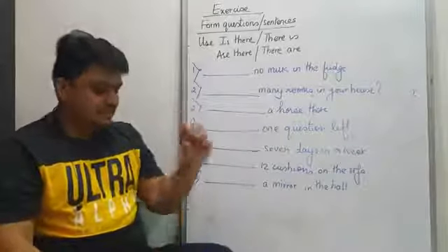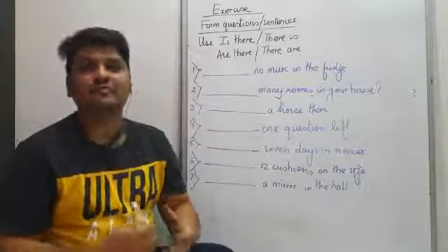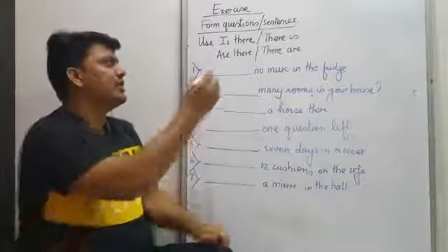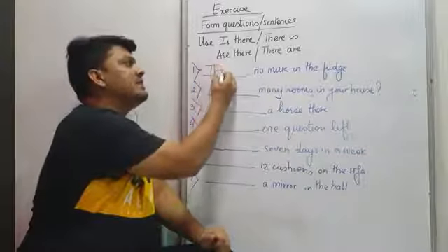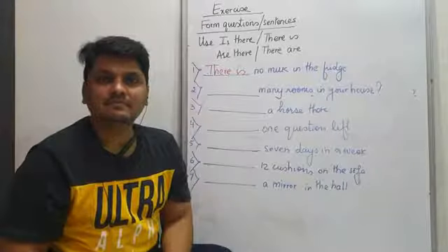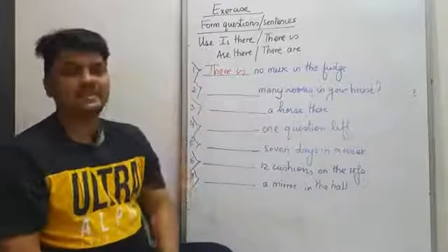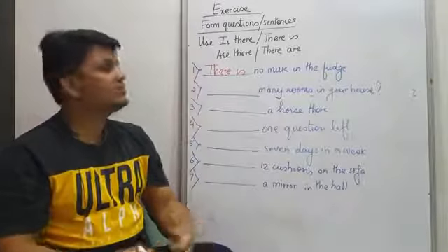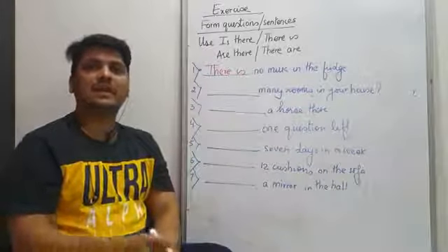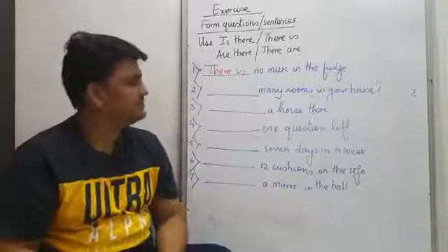So now students, you can see sentence number 1, dash no milk in the fridge. So here milk is uncountable. So here I will use there is no milk in the fridge. Suppose instead of this first sentence, I'll use dash no snails in the ground. So there are no snails in the ground.